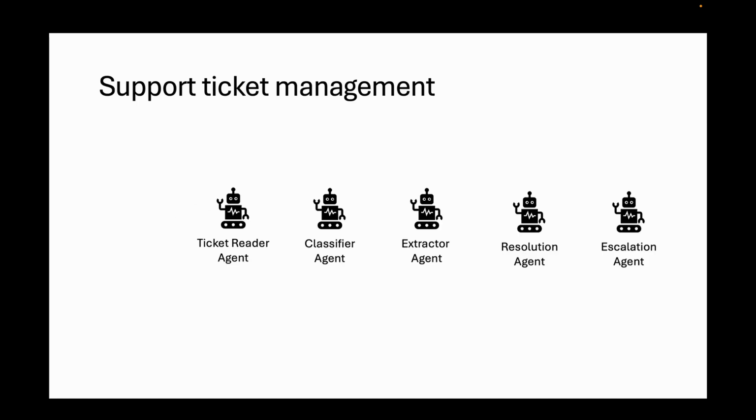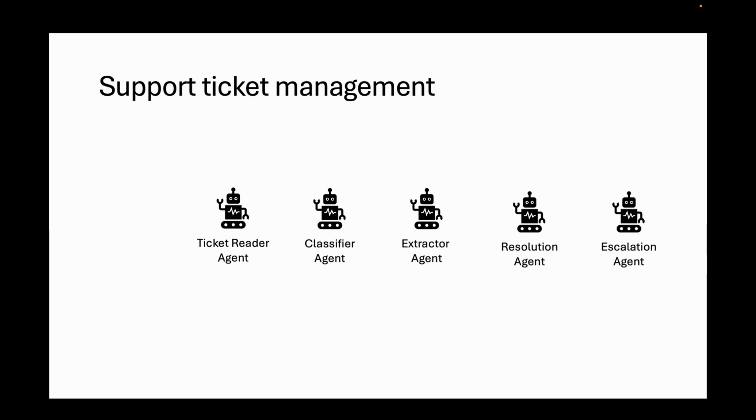So for example, let's have a scenario where you want to design a support ticket management workflow and you have configured 5 different agents. One agent to read the ticket, another one to classify the ticket, the third one would be used to extract the important information from the ticket, and the fourth one would be to resolve the ticket. And the fifth one would be, if the resolution agent is not able to fix the issue, then the escalation agent will route the query to the human agent. So this is how we can design support ticket management.